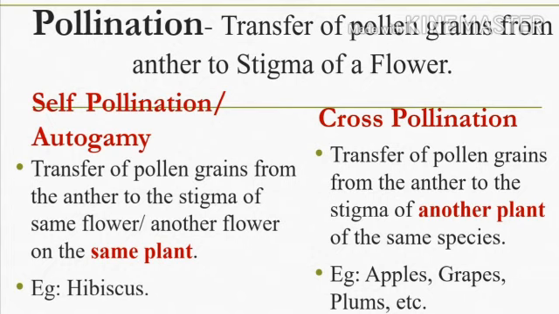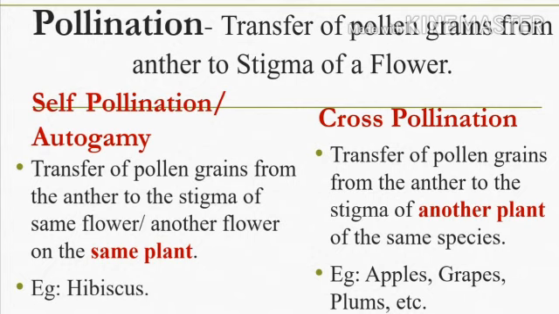Self-pollination is also called autogamy. It means the transfer of pollen grains from the anther to the stigma of the same flower or another flower of the same plant. The plant should be the same, but the flower can be the same flower or another flower. An example of self-pollination is hibiscus.